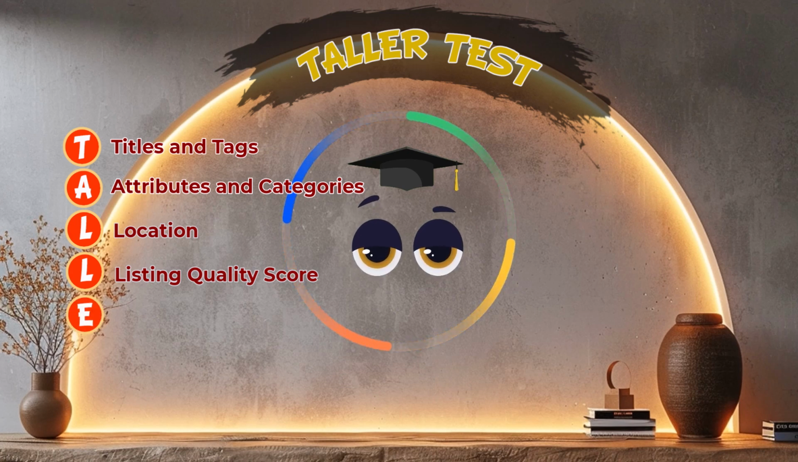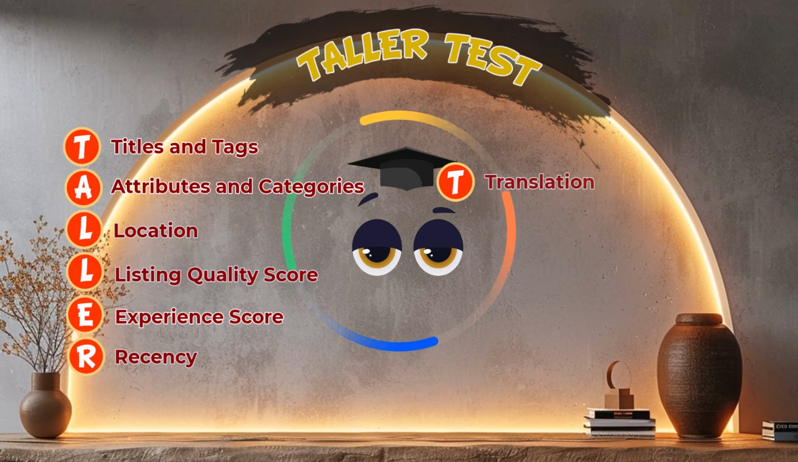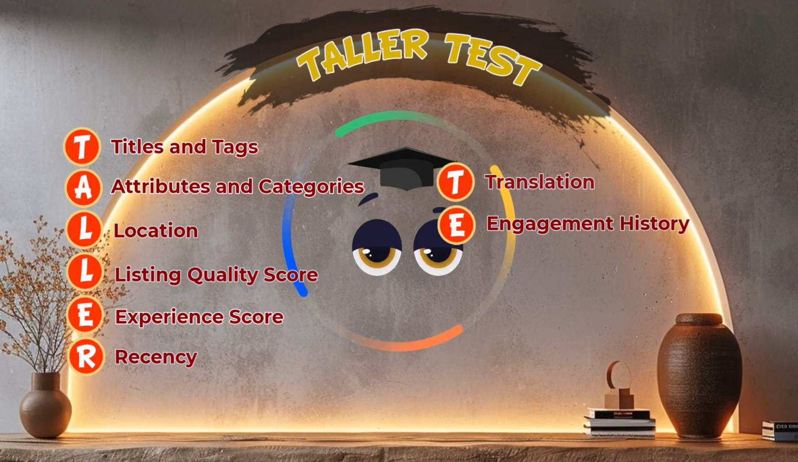E. Experience score. This is an internal rating of your shop based on customer service and policy compliance. R. Recency. This refers to how recently the item was added or updated. T. Translation. Etsy will show results that match the buyer's language settings. E. Engagement history. Etsy analyzes the buyer's interaction history with products to determine the likelihood that your product will attract their attention.